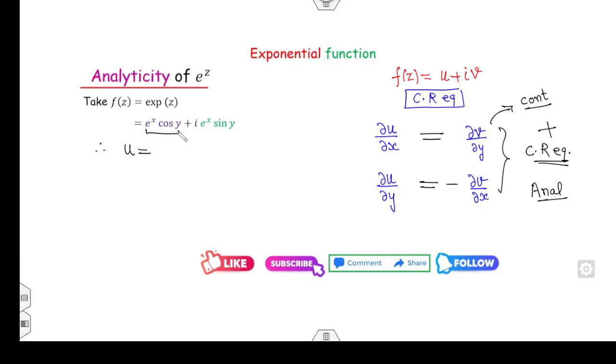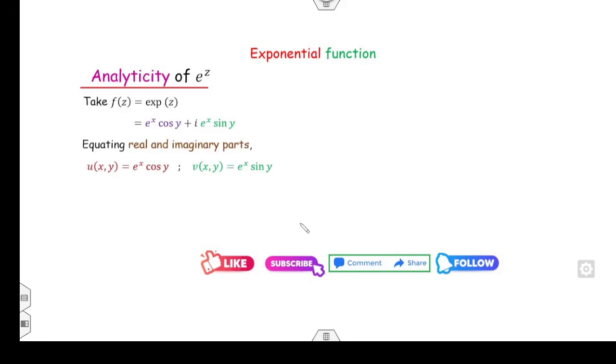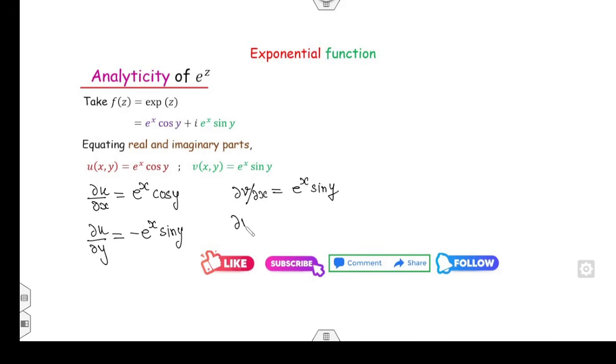Now if you compare them, what is my u? u is the real component, e of x cos y, and v is e of x sin y. Now can you calculate the partial derivative of u with respect to x? It is e raised to power x cos y. Partial derivative of u with respect to y is minus e raised to power x sine of y. Similarly, partial derivative of v with respect to x is e raised to power x sine y. Partial derivative of v with respect to y is e raised to power x cos y.